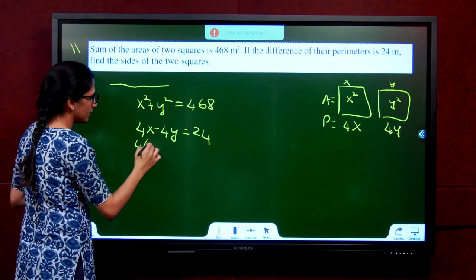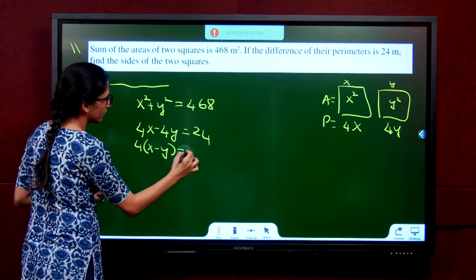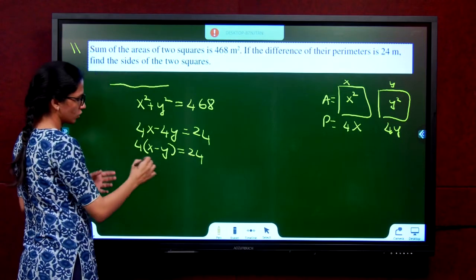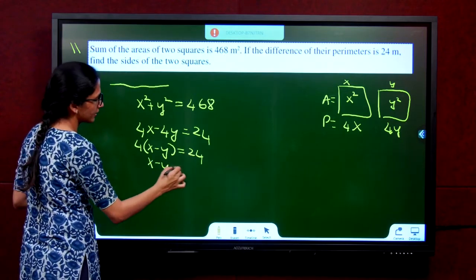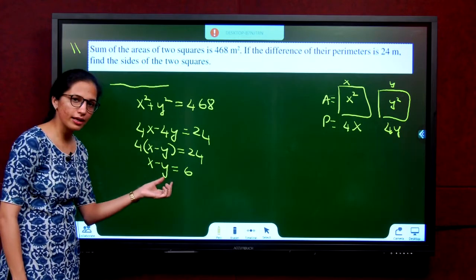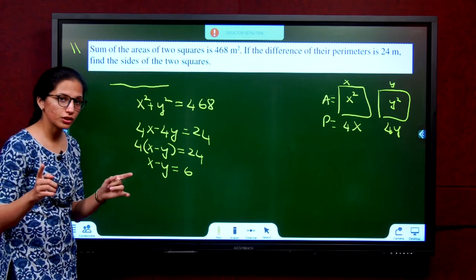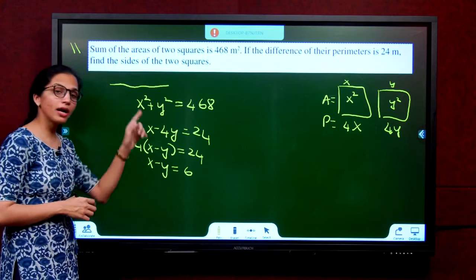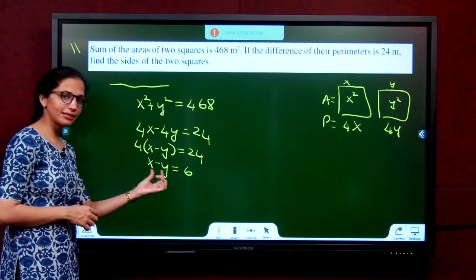Take 4 common. 4 times (x minus y) is equal to 24. So 4 goes outside, and x minus y is equal to 6. See, this clearly tells you x is greater than y. This is not given in the question, but according to what you have taken, you are getting x greater than y.